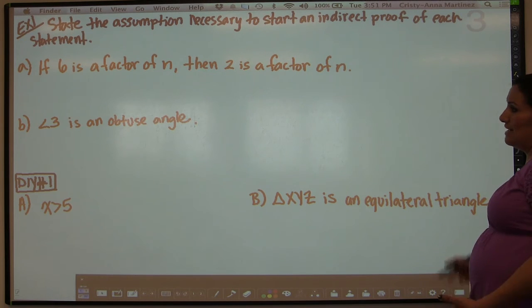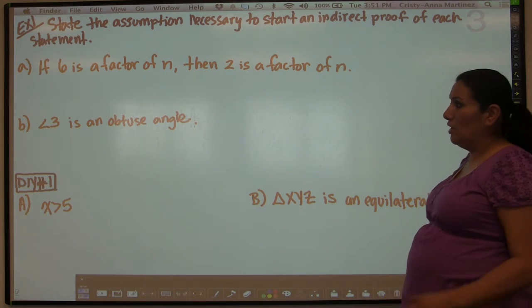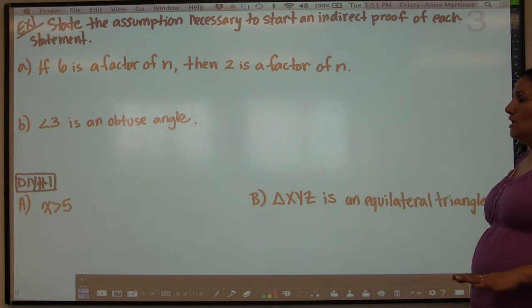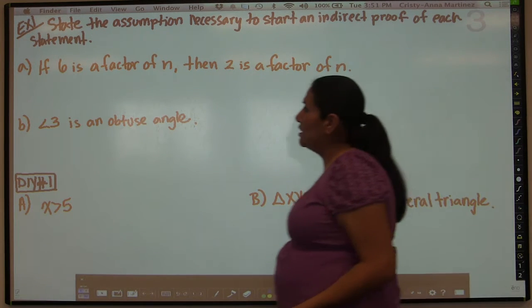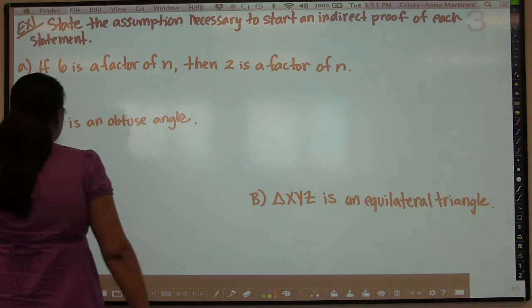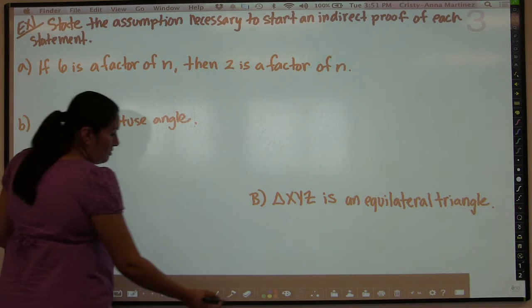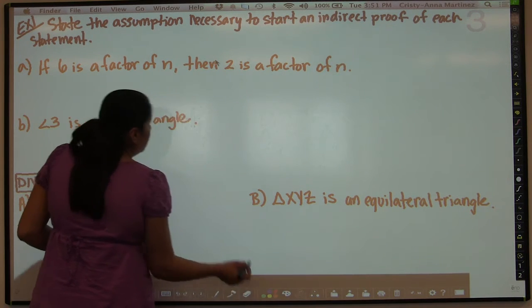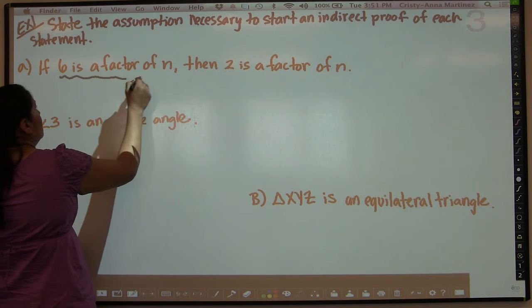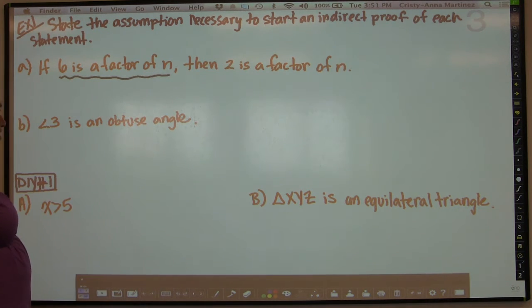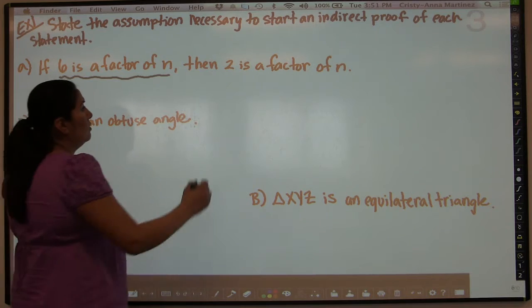So here's an example. We're going to get started by not doing a full-blown proof yet, but start getting some practice on how we make that assumption. Because remember, the first step is to assume that the conclusion is false. So here's my conditional for part A. It says if 6 is a factor of n, so there's my hypothesis. If 6 is a factor of n, then 2 is a factor of n.